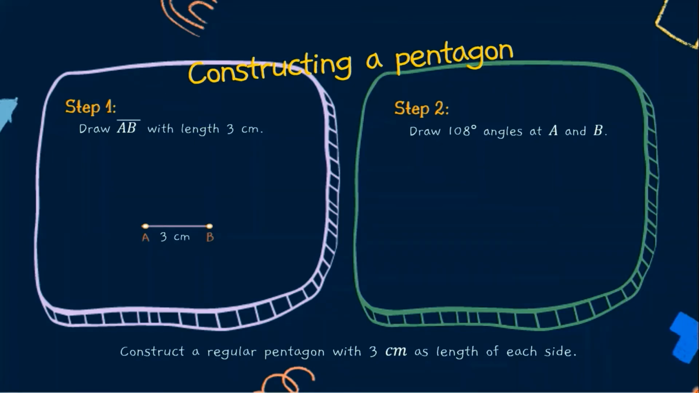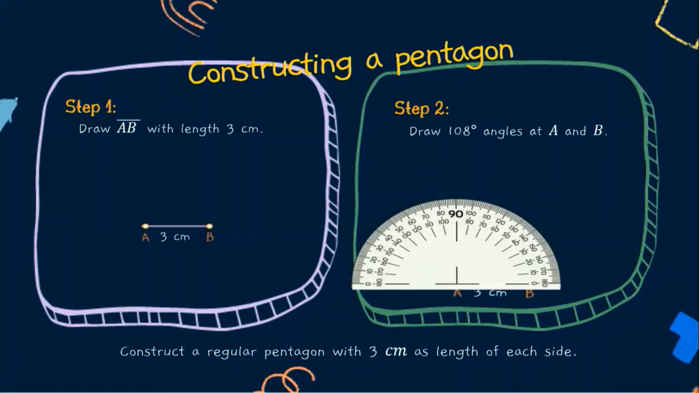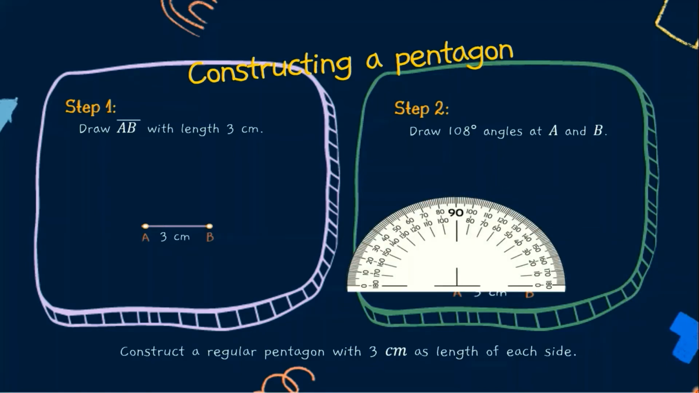Balik tayo dito sa ating step 2. Ito yung ating construction from step 1. Kuha tayo ng protractor. So, protractor, aside from a ruler or straight edge and a compass, a protractor is also one of the geometrical tools. A protractor is a tool to measure an angle.